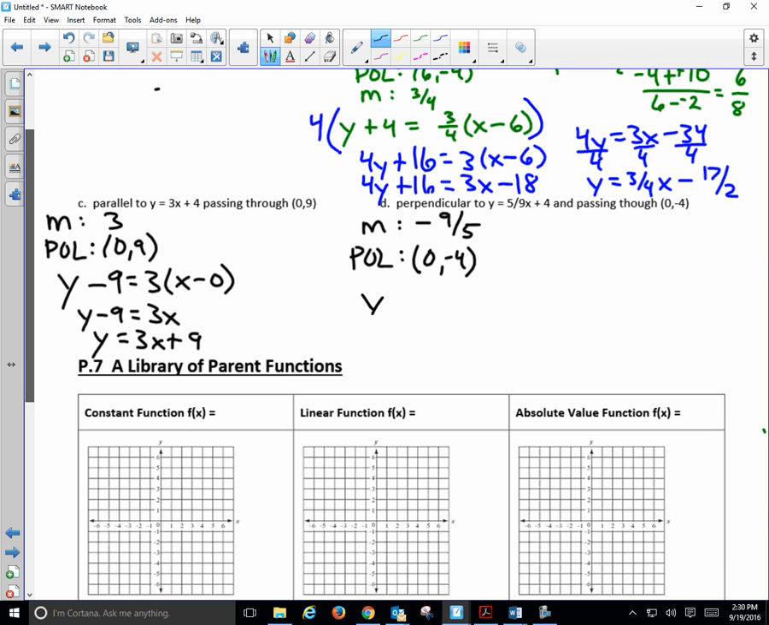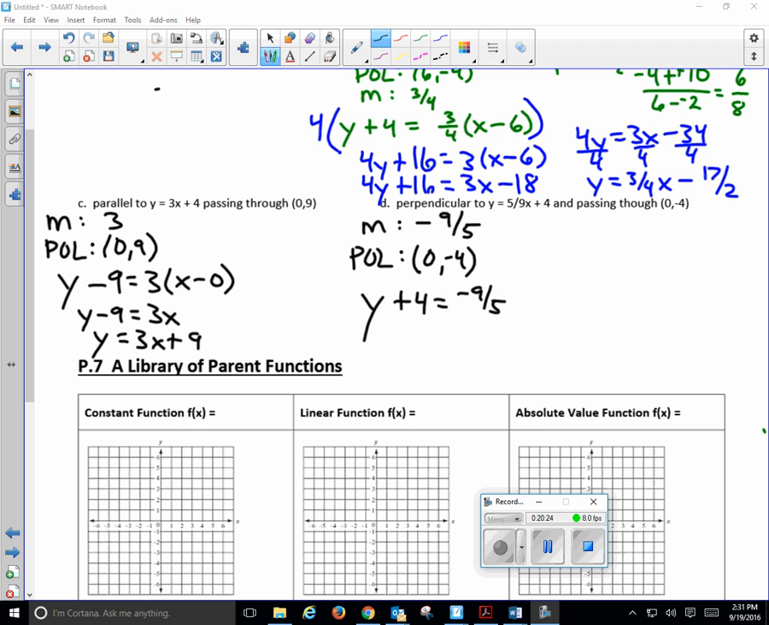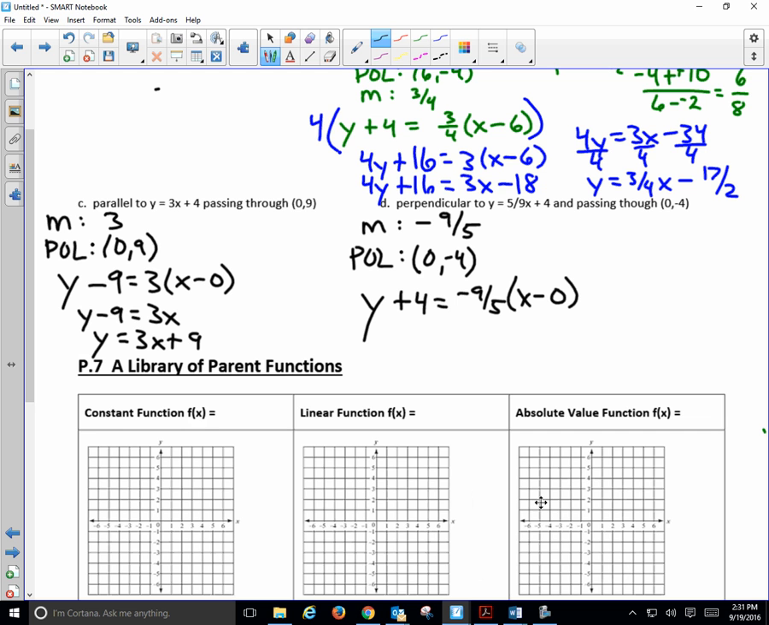So I have y, what? Plus 4 is equal to negative 9 over 5 times x minus 0. So here we have it. We've got x minus 0. So y plus 4 equals negative 9 over 5x. Simply subtract the 4. y equals negative 9 over 5x minus 4.